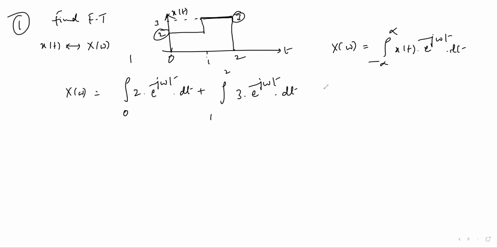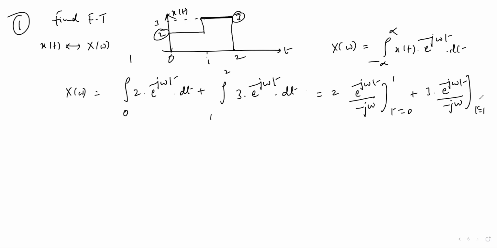Single exponentials, you can proceed. 2 e to the power of minus j omega t divided by minus j omega with t limits 0 to 1, plus 3 into e to the power of minus j omega t divided by minus j omega with t limits 1 to 2. Substitute the limits here.